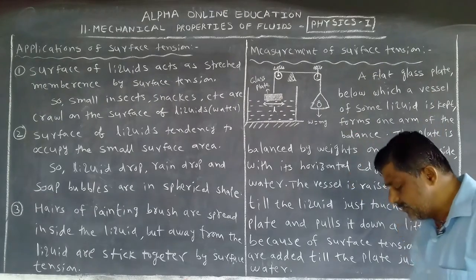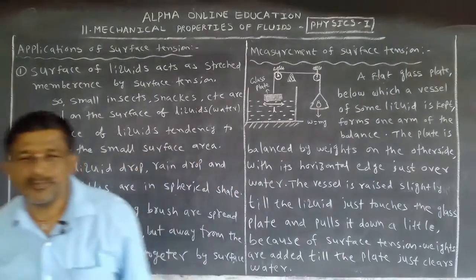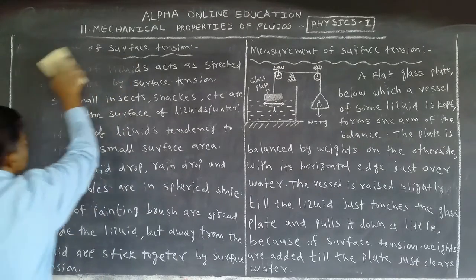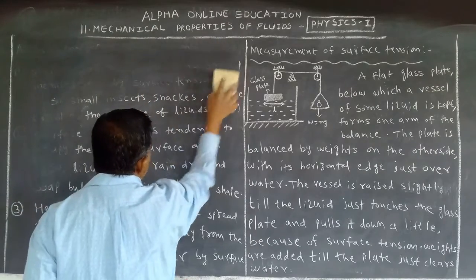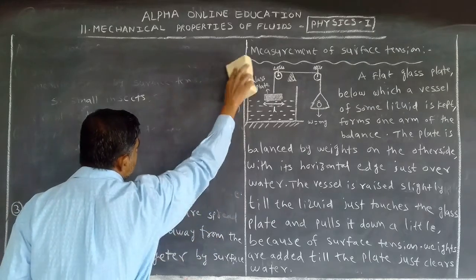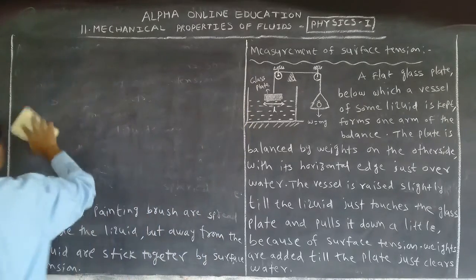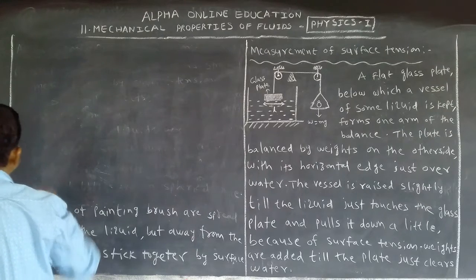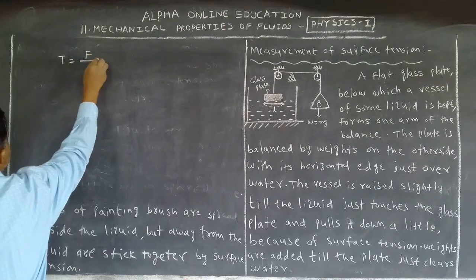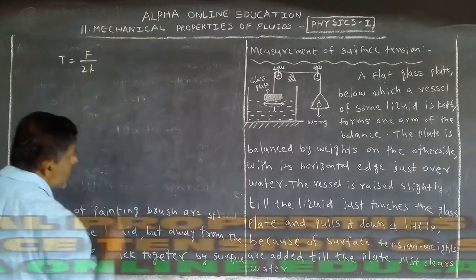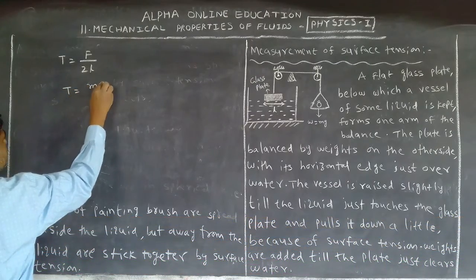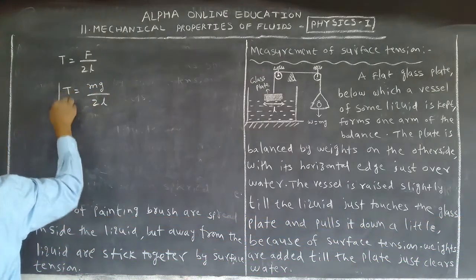Then we take a formula, and with the help of that formula we can find the surface tension. Is it clear how we can measure the surface tension? Okay, now the equation form. We know that surface tension, capital T, is equal to F by 2L. Now F is equal to mg, so T is equal to mg by 2L.